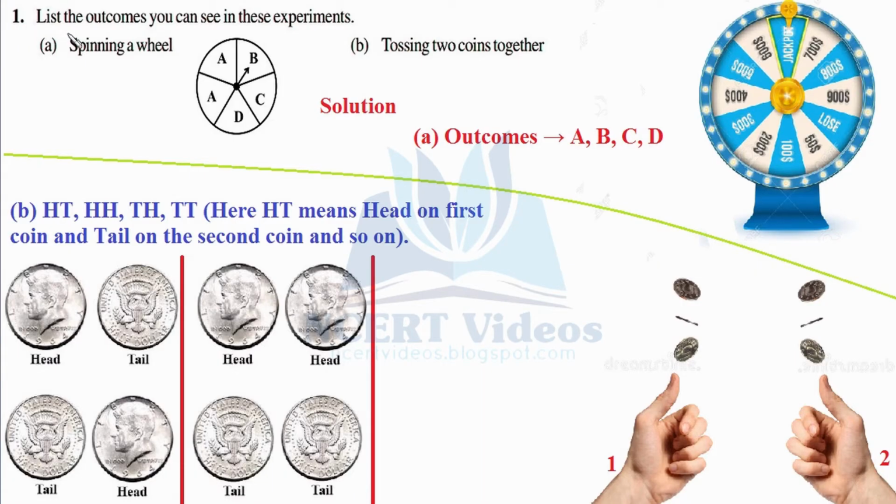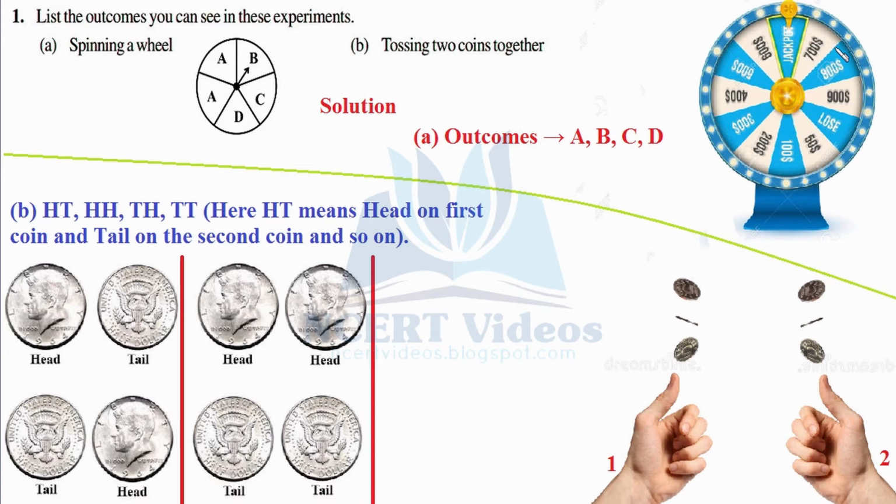Question number first, list the outcomes you can see in these experiments. Here we are on the last exercise 5.3 of the chapter Data Handling, Mathematics class 8th, chapter 5. So we are given a spinning wheel. In a real life situation, a spinning wheel looks like this.